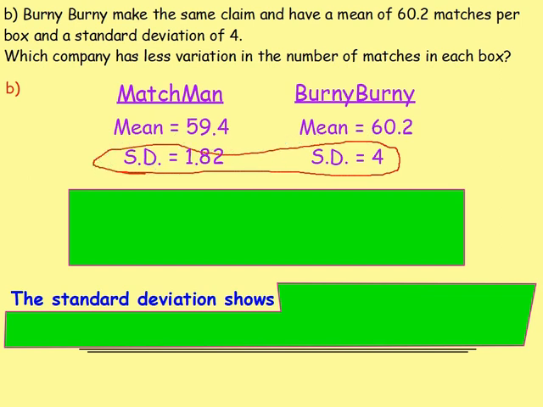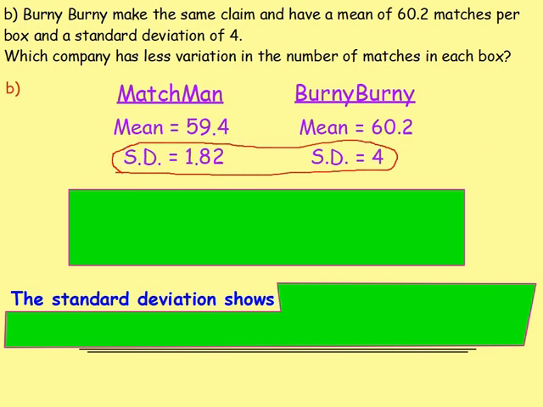And what does it show us? Let's try that again. The standard deviation is 1.82 for Matchman, and it's 4 for Bernie. The question says which company has less variation. So the answer is Matchman! And how do we know? It's because that is a lower number.